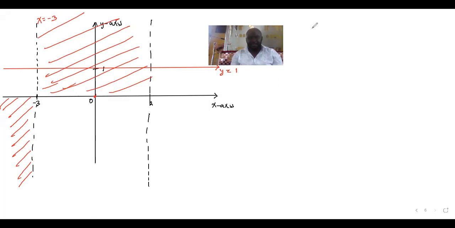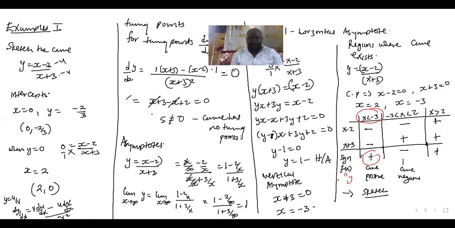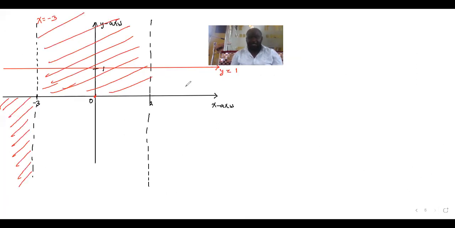Then lastly, let me ask a lady here. Aisha Abdallah, the last one shows you that the curve passes in the positive y-axis, not so? Aisha, are you there? Yes, teacher. The curve is passing in the positive y. Where is the positive y? Is it above the x-axis, below the x-axis? Above the x. So where do we shade? Below. Okay, thank you, below. So we shade here.